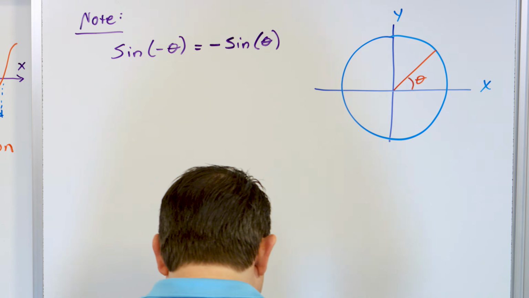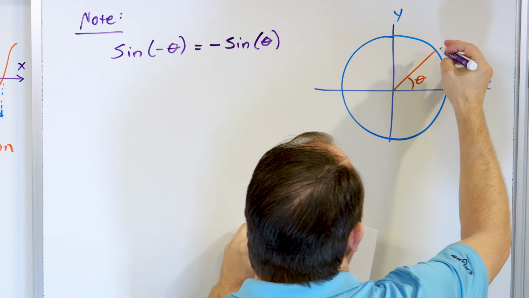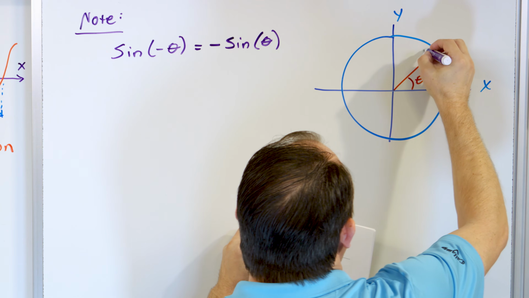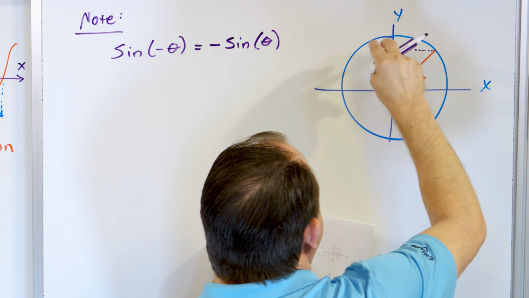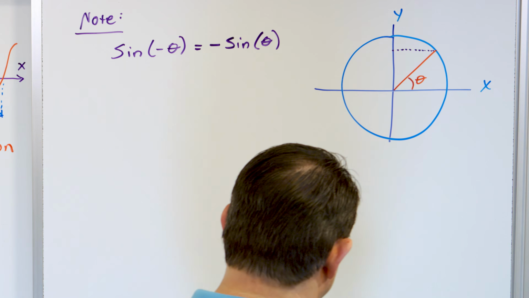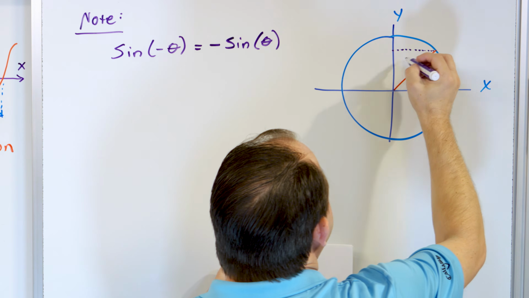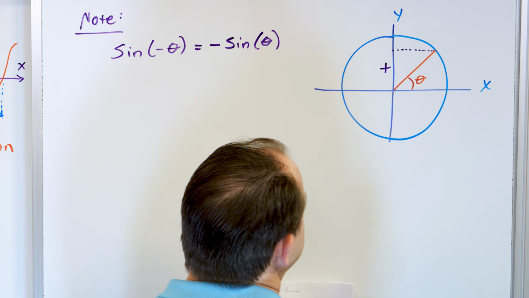So if I wanted to figure out what the sine of this angle is, all I would do is literally draw a line over here, and I would basically say that this projection from here up to here is the sine of this angle right here, right? But notice that I'm going to get a positive number because these are all positive y values right here.